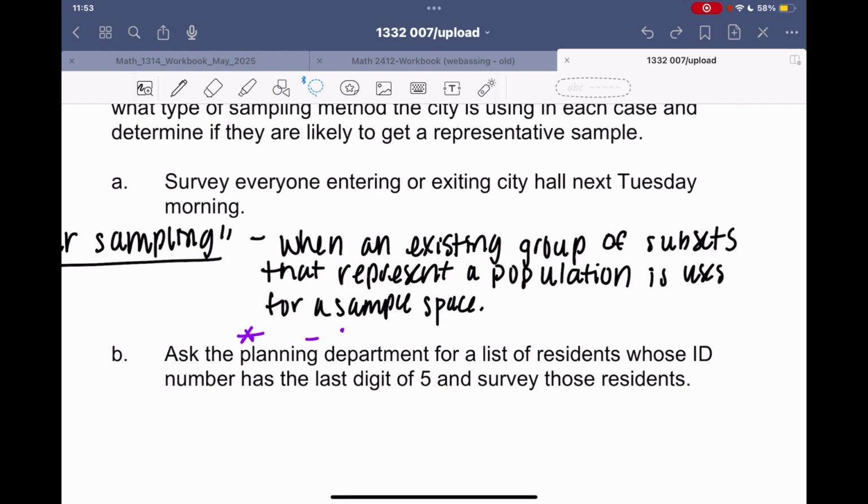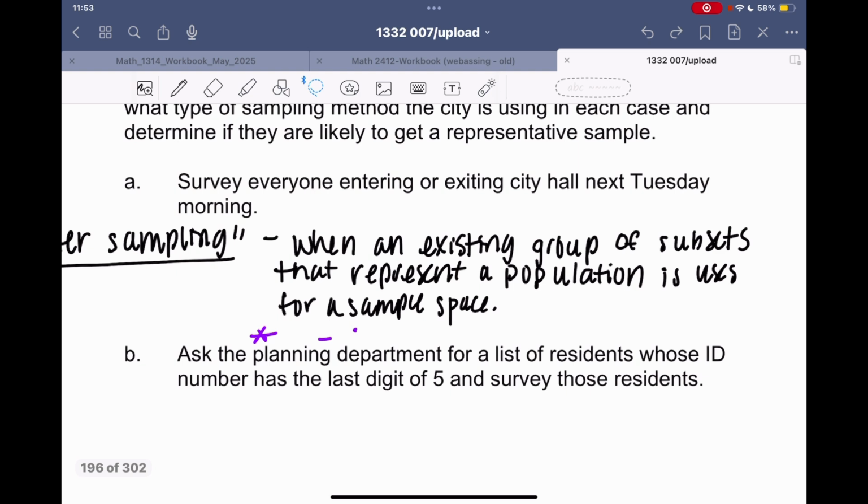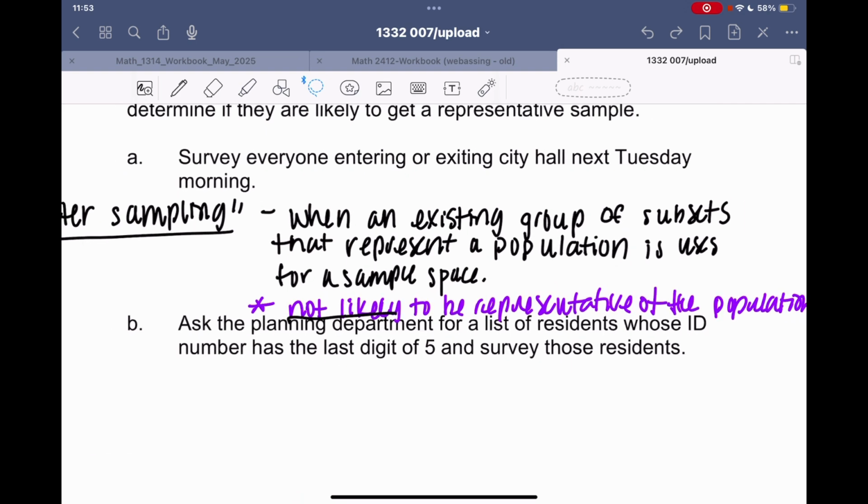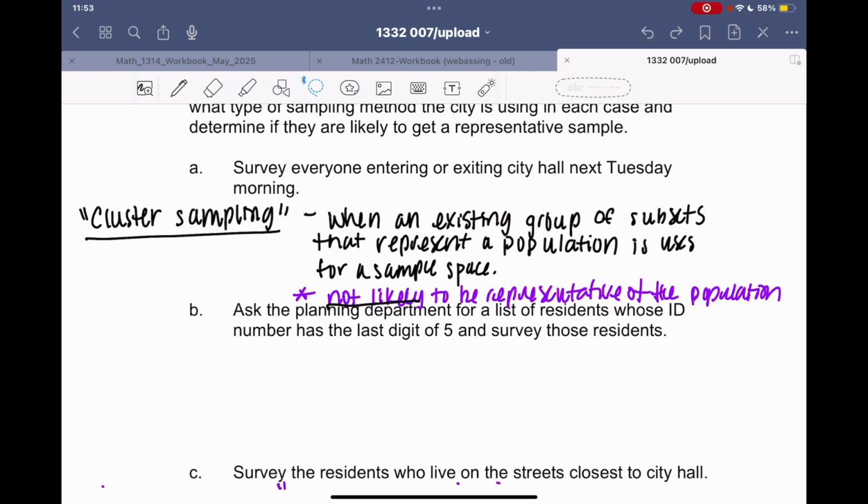It's when you take an existing group of subsets, the represented population, and use it in the sample space. This is not going to give you a representative population to survey. Part B asks the planning department to list all the residents whose ID numbers have a last digit of 5 and survey those residents. This is actually good data.